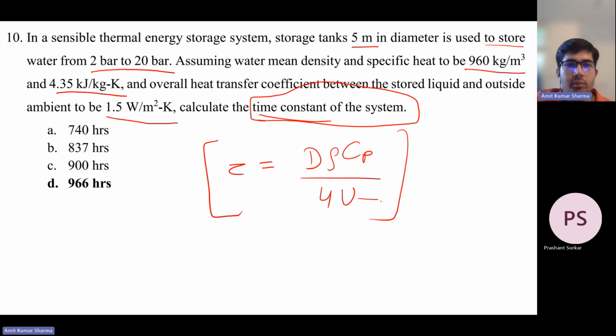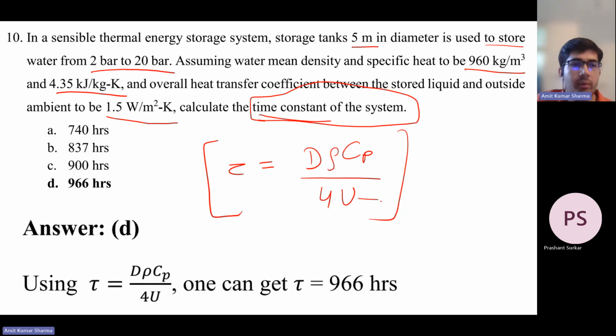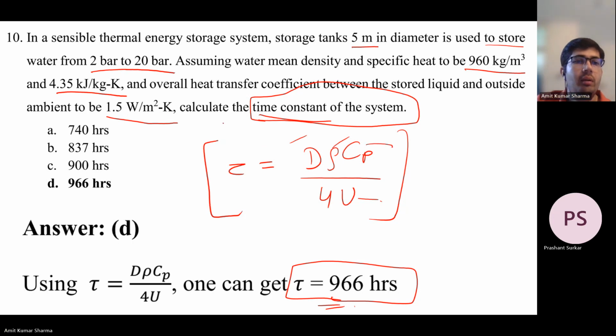Okay, so when you put all the data, you will get tau as 966 hours. You are given D, diameter 5 meter, density 960 kg per meter cube, Cp 4.35 kilojoule per kg Kelvin, and U 7.5 watt per meter square Kelvin. You just put it in, and the answer will be 966 hours. Okay, option D.